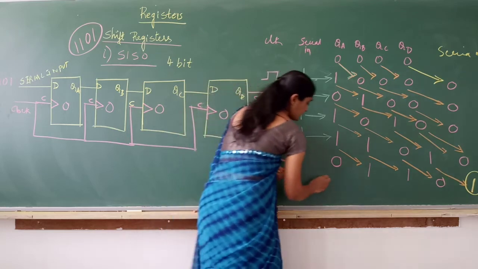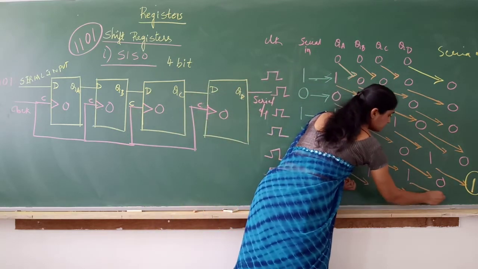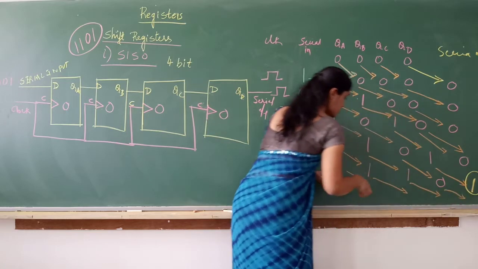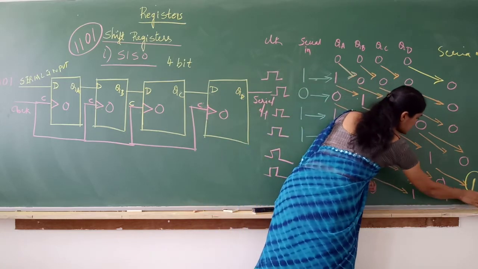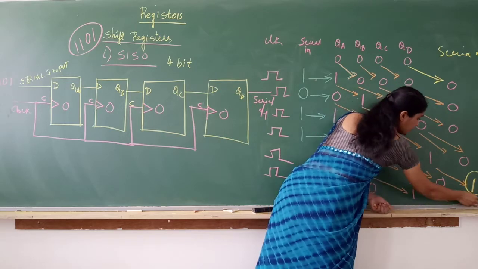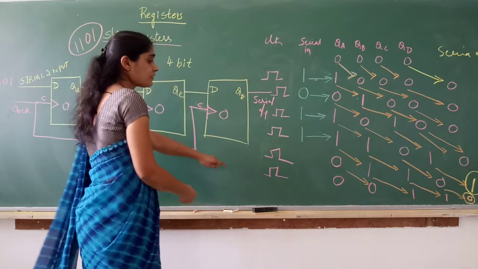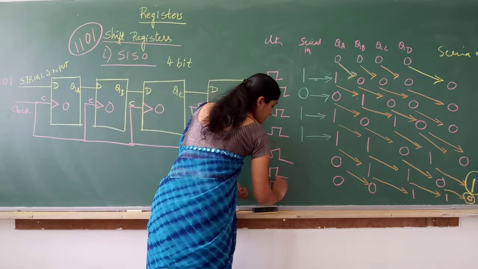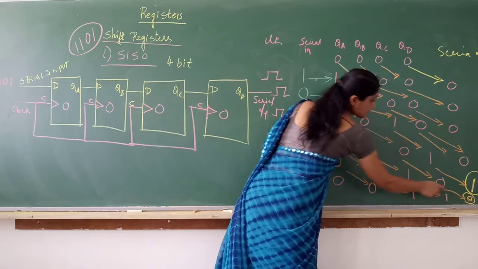So what will happen? 0. But these will shift. Okay, so what is that? 0, 1, 1, 0. So the second bit will come out. 1, 0. Again give one more clock pulse. You get another 1. This will come out. One more clock pulse. This will come out.